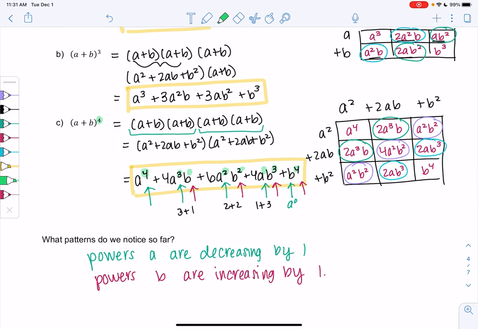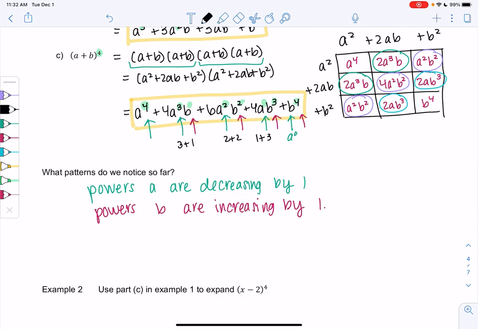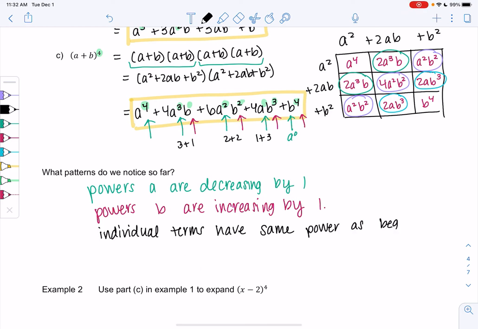In the previous example, right, you'll notice they always add up to 3. So we have a to the third, or we have 2 plus 1, or 1 plus 2, or 3. So this will be an important pattern in a second. So individual terms have the same power, I guess we could say, as the beginning. You can word it whatever makes sense to you, but they're always matching that power. So that'll be significant when we learn the formula.